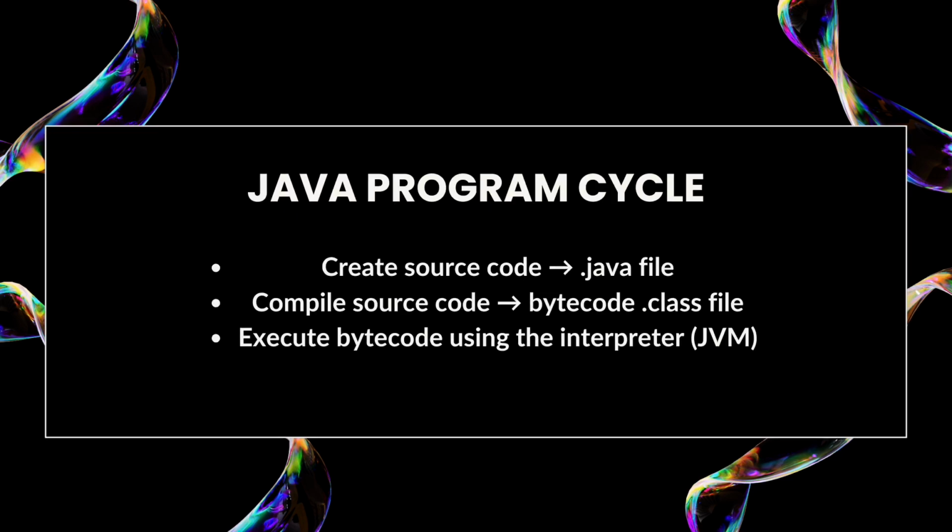Here's how the Java program cycle works. You first write your source code and save it as a .java file. Next, you compile it, producing a .class file containing bytecode. Finally, this bytecode is executed by the Java Virtual Machine or JVM.